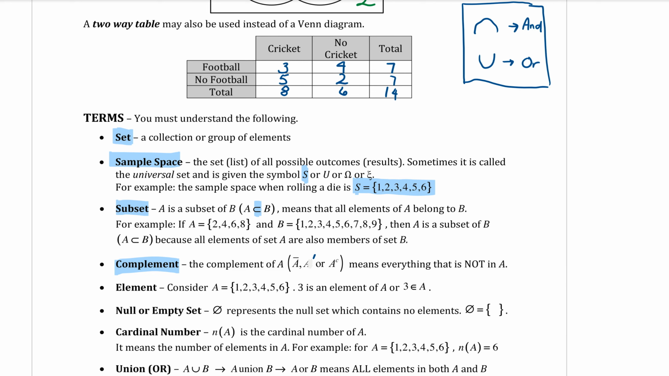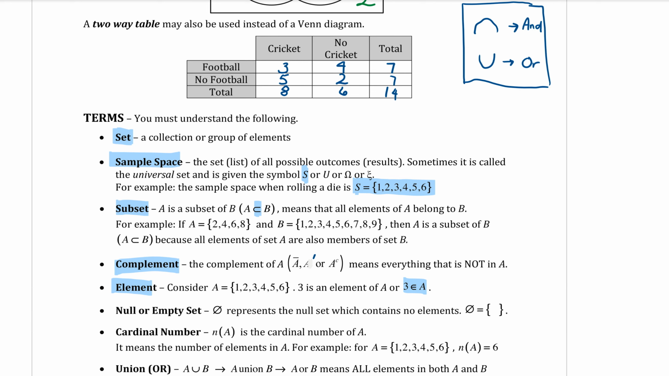Next one, element. Consider A, which has a set in those brackets there, that means that's a sample space: 1, 2, 3, 4, 5, and 6. The number 3 is an element. It is one of those things out of that sample space, isn't it? So we can say that 3 is an element. So you've got that little symbol, it's like an E, but more of an italic, slopey kind of E. 3 is an element of A.